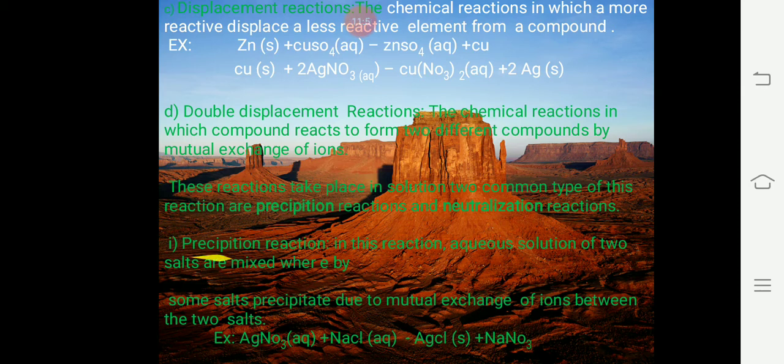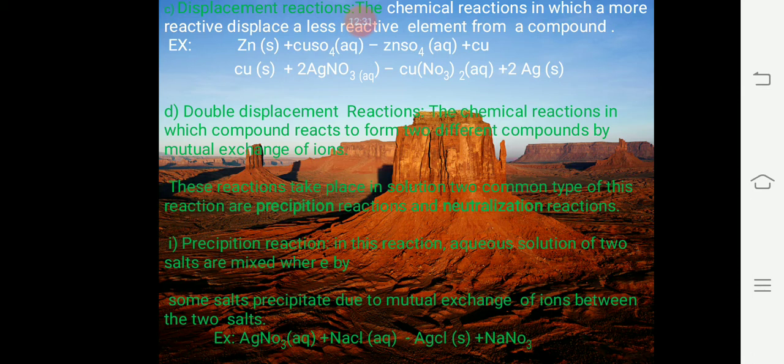First one is the precipitation reaction. What is meant by the precipitation reaction? In this reaction, aqueous solutions of two salts are mixed very well. Here aqueous means less concentrated than a concentrated solution. When these two aqueous solutions are mixed well, you will get a precipitate. Some salts precipitate due to mutual exchange of ions between these two salts. So this is called the precipitation reaction.